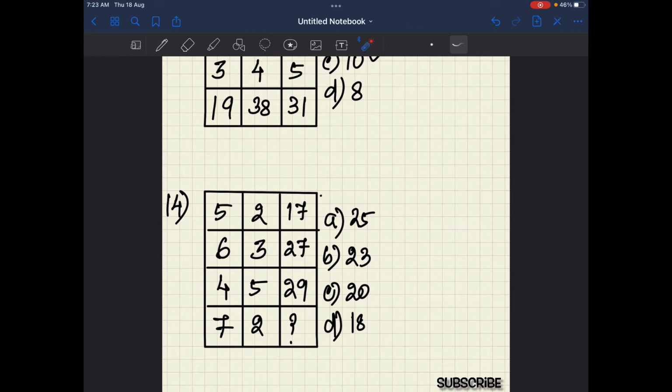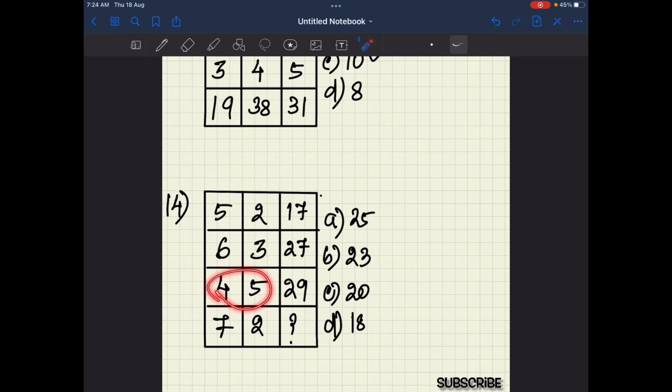Now this question: 5, 2, 17, 6, 3, 27, 4, 5, 29. This is in the same way as what we did. You have to think a little bit. We need to get 17 by doing some operations between 5 and 2, and also we need to get 27 by doing some operations between 6 and 3.